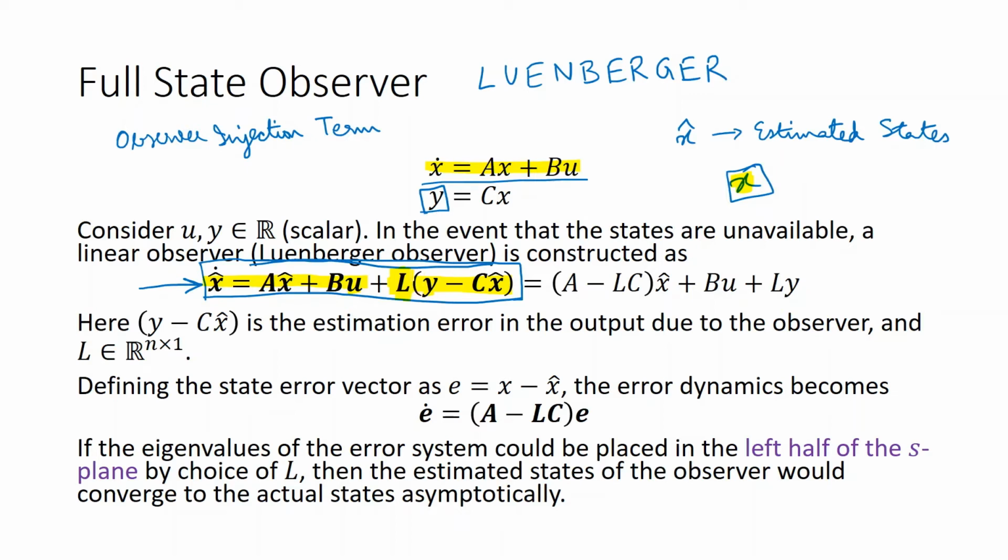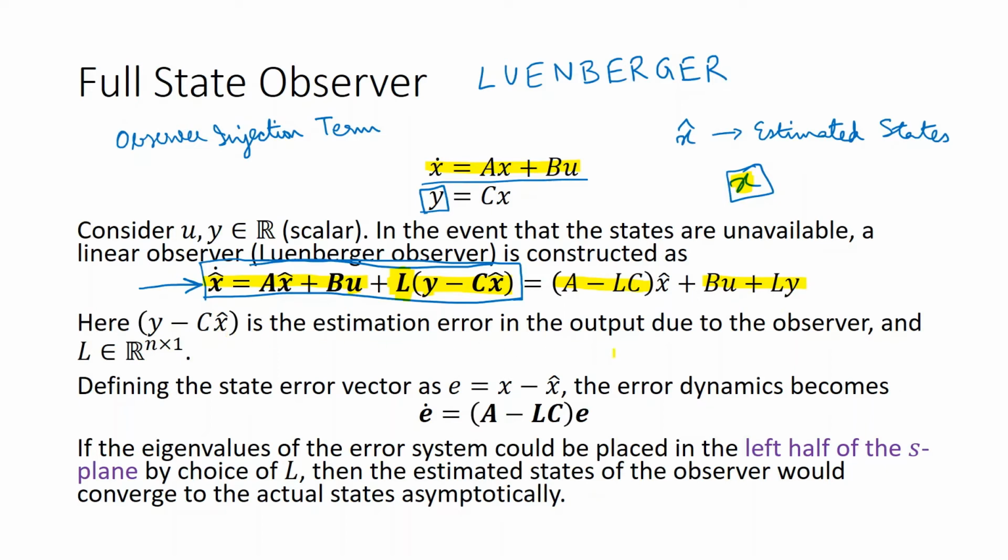Now if you do some manipulation here, what sort of manipulation? You see, LC x hat is taken with A, so you get (A minus LC) times x hat. Bu is as it is, then Ly is there. These terms Bu and Ly are known to you, because you are supplying the control input to the system, and y is the output from the system, which is known to you. So your observer state dynamics becomes x hat dot equals (A minus LC) x hat plus Bu plus Ly.